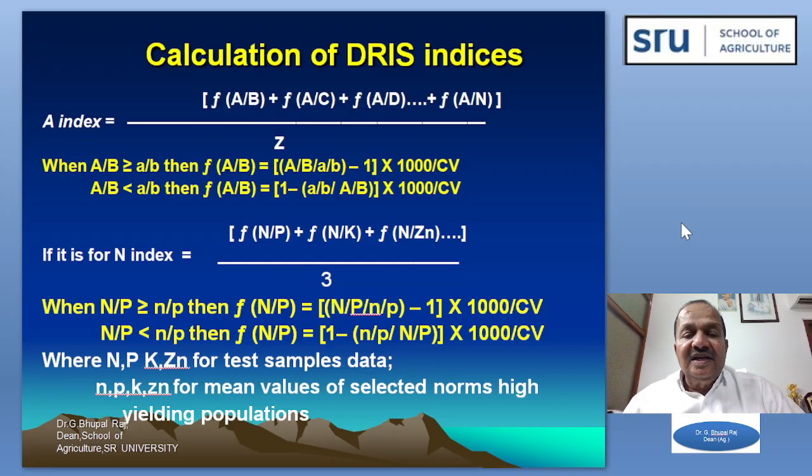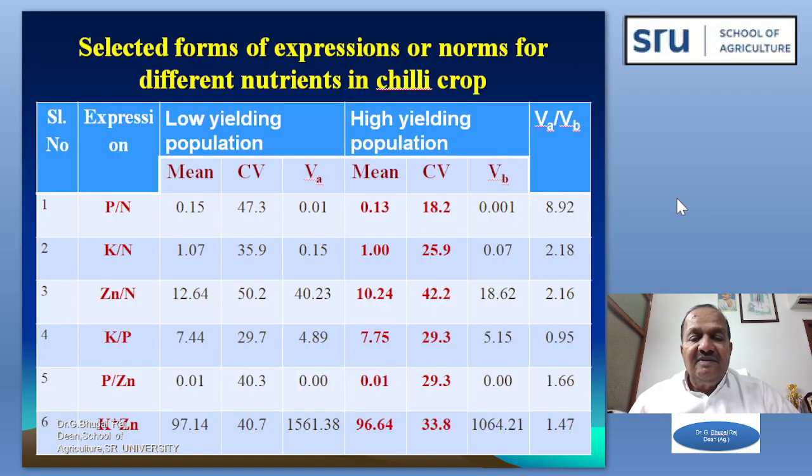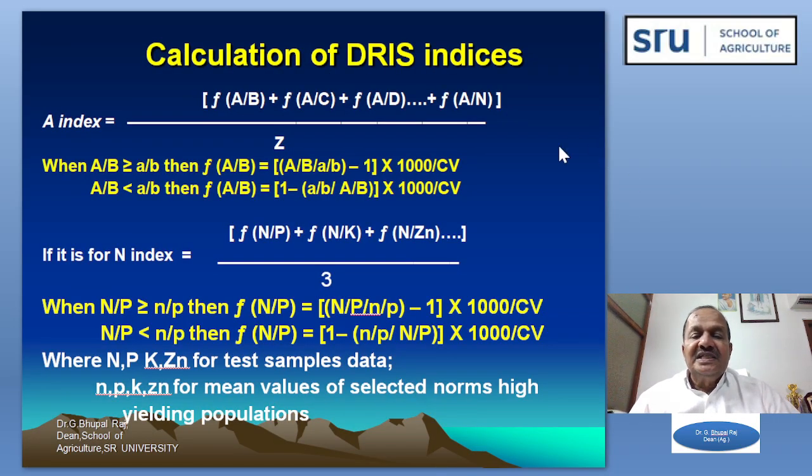So the first step we have done is to arrive at all the selected forms of expressions, and the mean values of the high yielding population for the selected forms of expressions are called DRIS norms. Then, taking the DRIS norms, we have to calculate the index. This is the next step. For example, the A index means a function of A by B, function of A by C, function of A by D, and so on up to N, the number of elements. It may be 2, 3, 4, and extend like that.